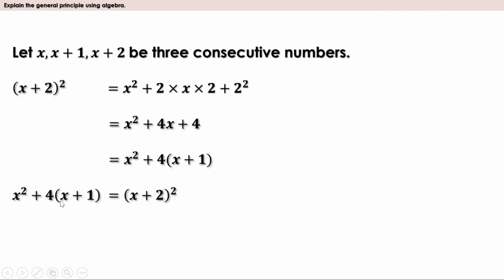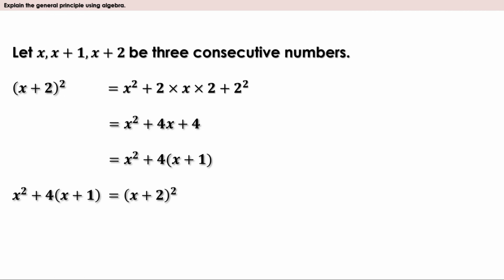When x is 1, x plus 1 is 2 and x plus 2 is 3. Then we get 1 square plus 4 into 2 equal to 3 square. When x is 2, x plus 1 is 3 and x plus 2 is 4. Then we get 2 square plus 4 into 3 equal to 4 square. When x is 3, x plus 1 is 4 and x plus 2 is 5. Then we get 3 square plus 4 into 4 equal to 5 square.